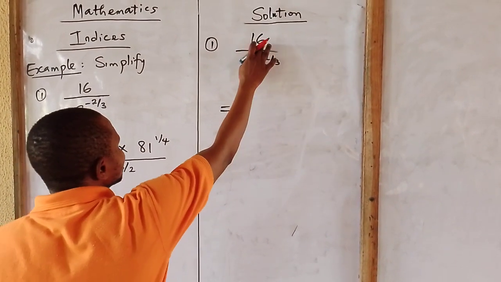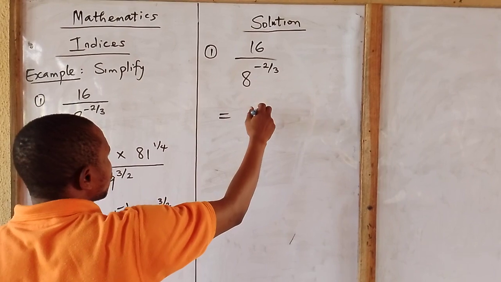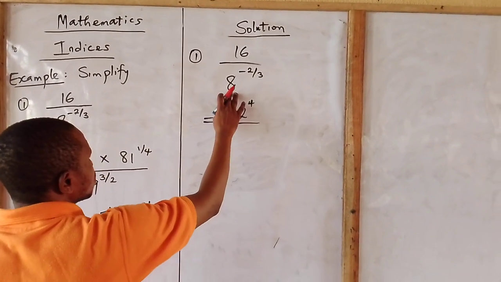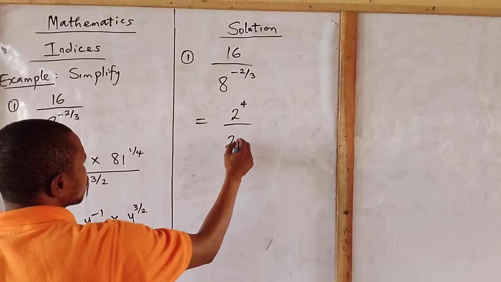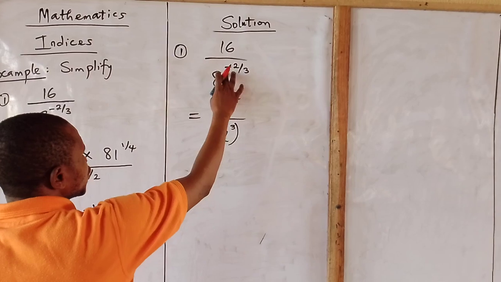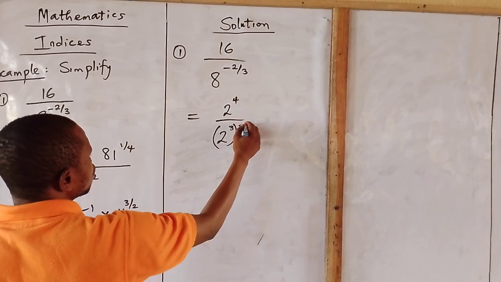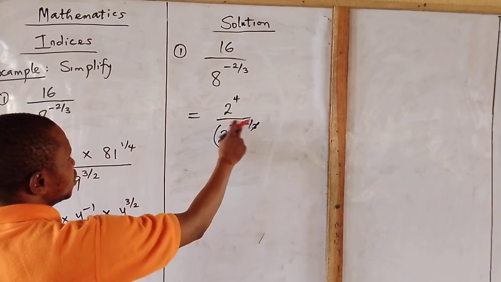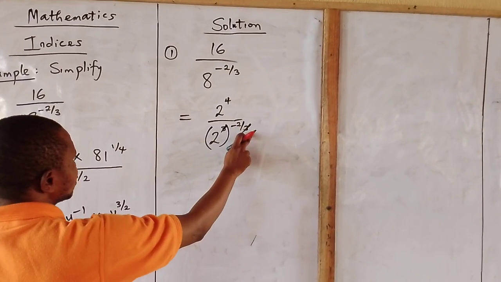We are going to express 16 in index form. So that will be 2 raised to power 4. And we are going to express this 8 in index form as well. So we have 2 raised to power 3. And don't forget that 8 is raised to power minus 2 over 3 here. So we eliminate this 3 because this one is numerator while this one serves as denominator.